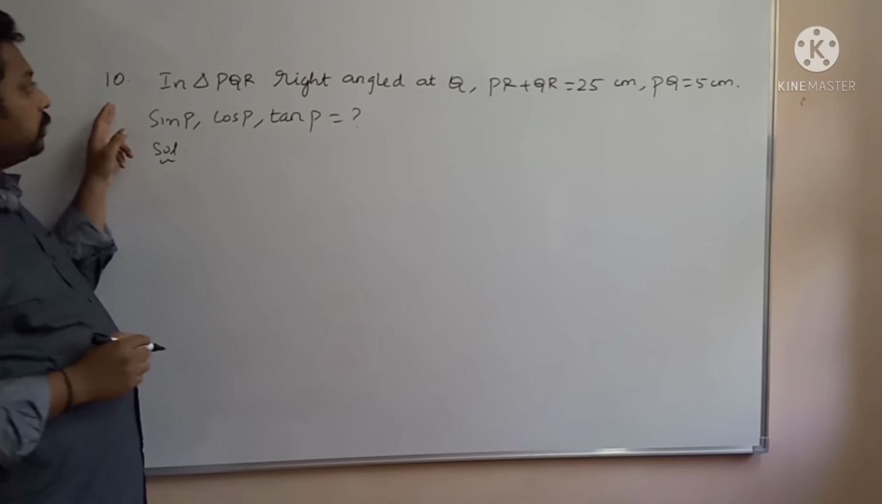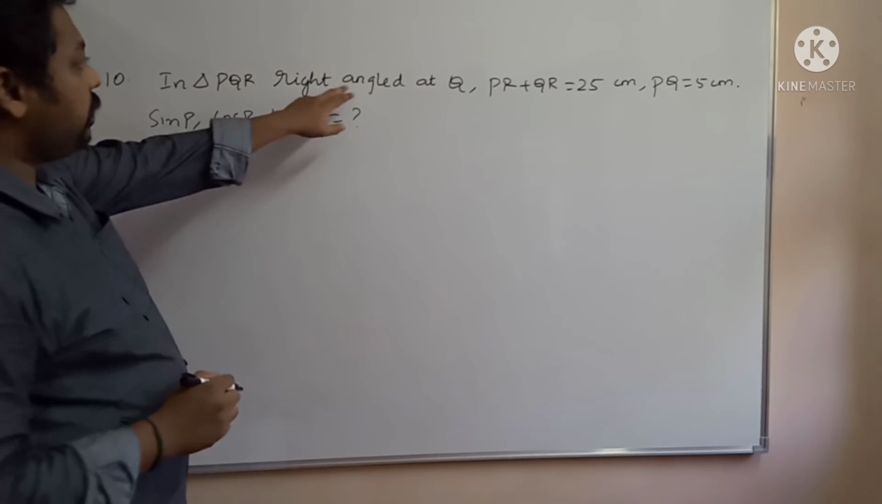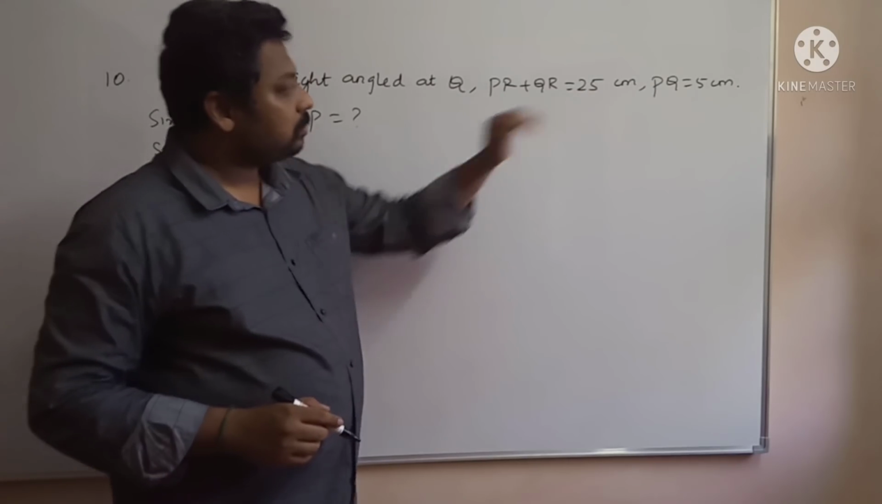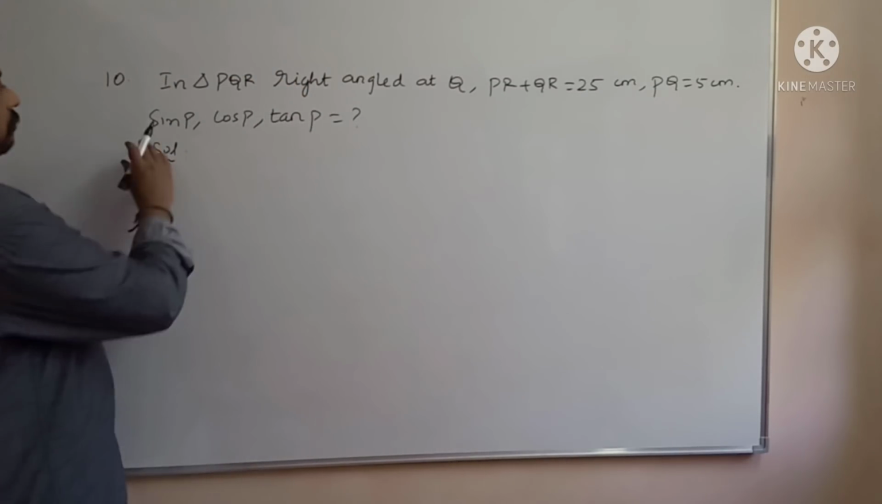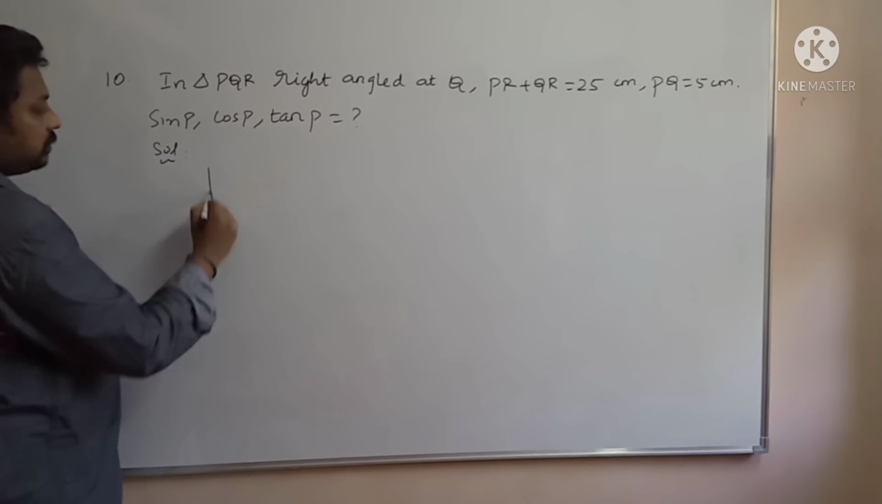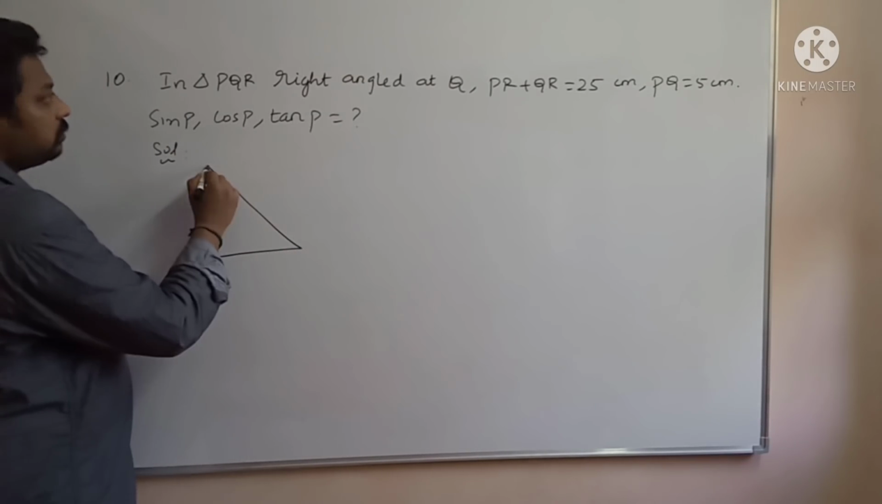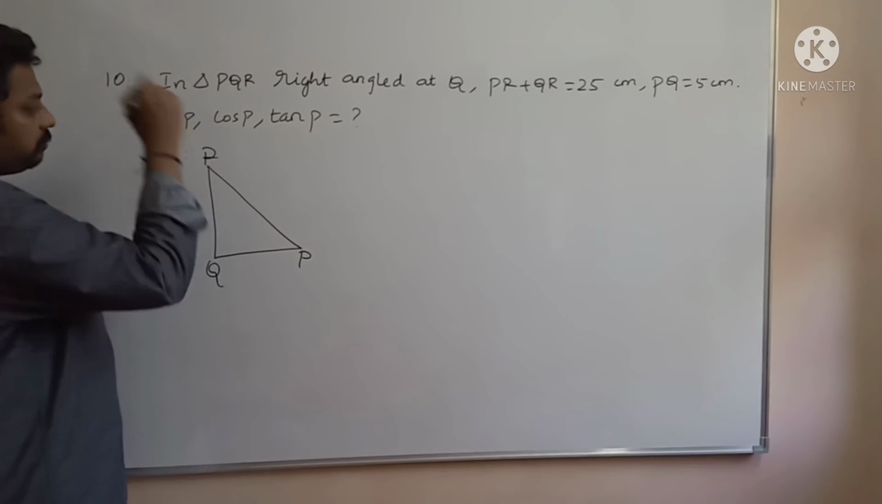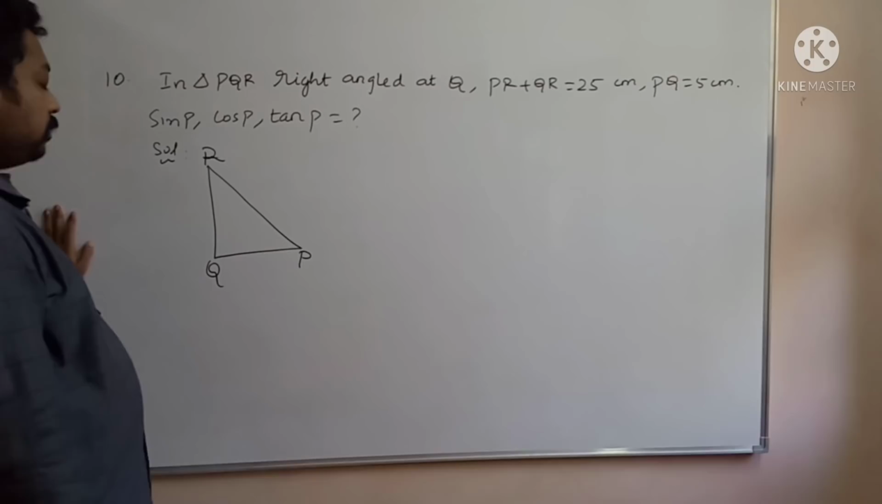Coming to the 10th problem: in triangle PQR, right angle at Q, PR plus QR is equal to 25 cm, PQ is 5 cm. Find the angles. First we draw a right angle triangle with the right angle at Q. We take this as Q and this as R.